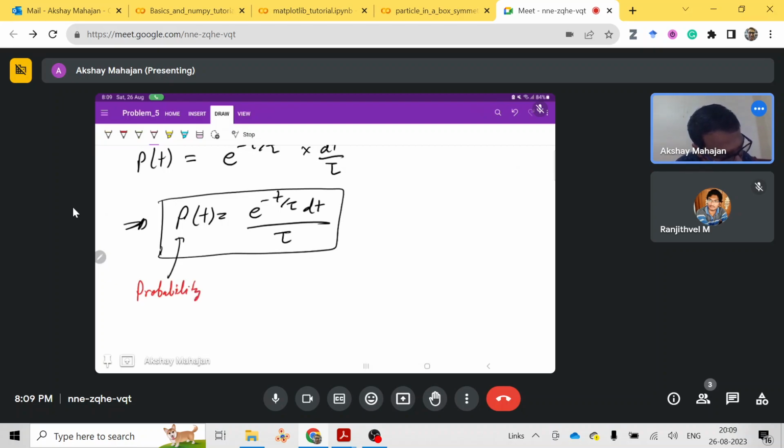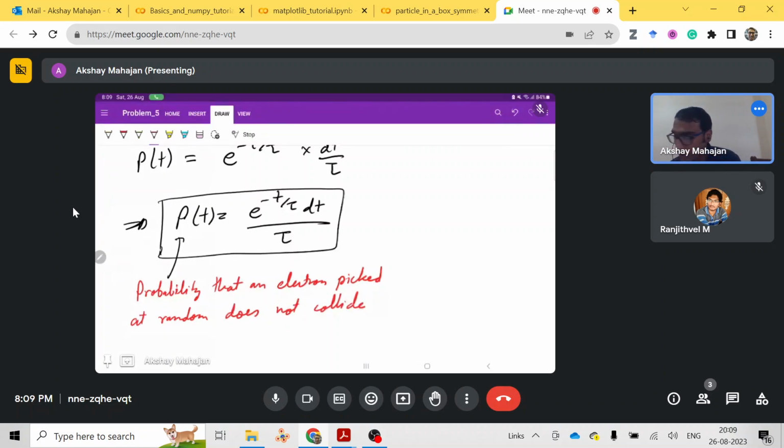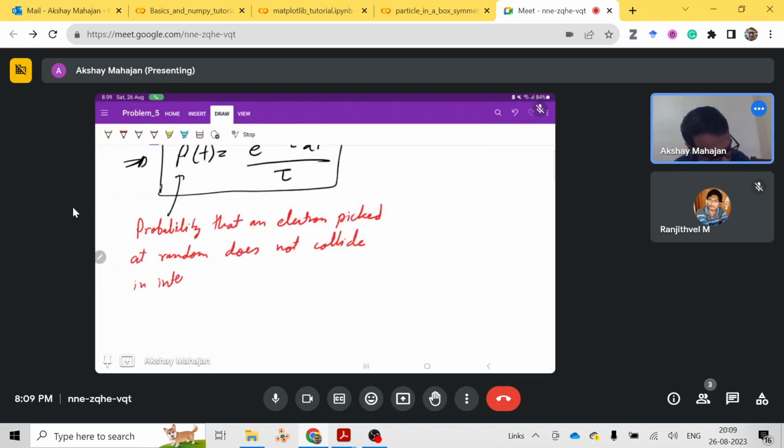Probability that an electron picked at random does not collide in interval 0 to t, and then does collide in interval dt.